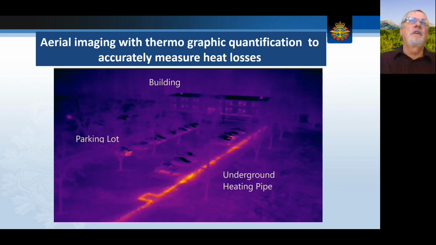What you can see here is a parking lot. You can see a couple of vehicles that were just turned off with some bright orange below them, and then a building in the background in the upper portion of the photo here. And then you see this underground heating pipe that's about 6 to 7 feet below ground. You can see the amount of energy that we're losing in those pipes.